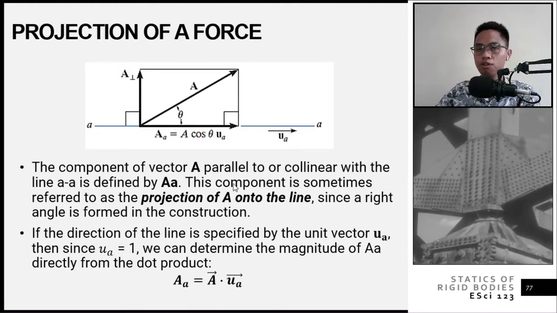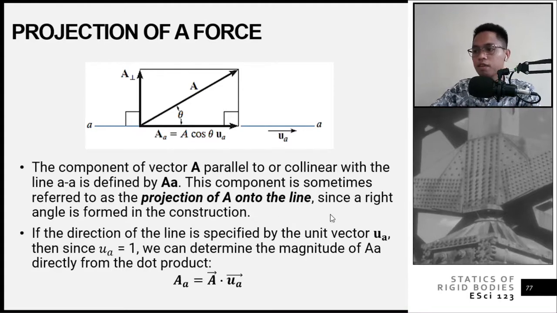So, for example, you have a force, and you need to find the projection of that force onto, say, truss member AB. You are given a line, line AA, it can be a member or whatever, and you need to find the projection of a given force onto that line. The component of vector A parallel to or collinear with the line AA is defined by AA. So this component is sometimes referred to as the projection of A onto the line.